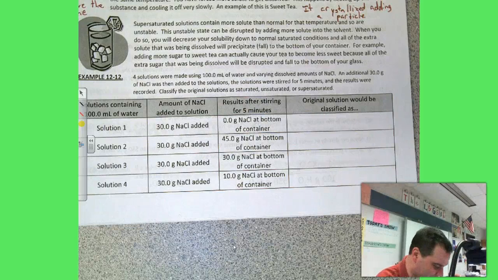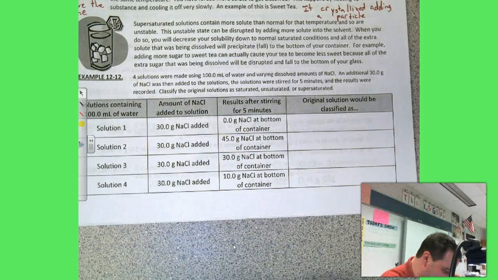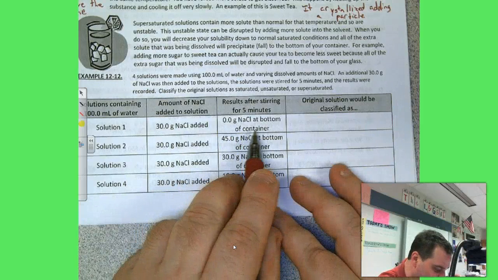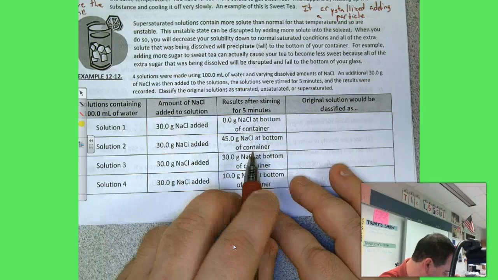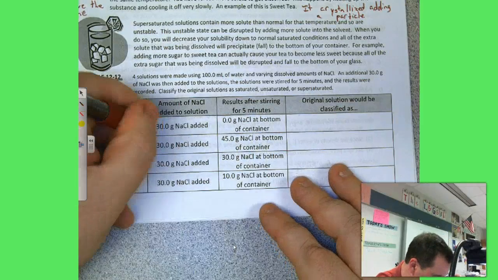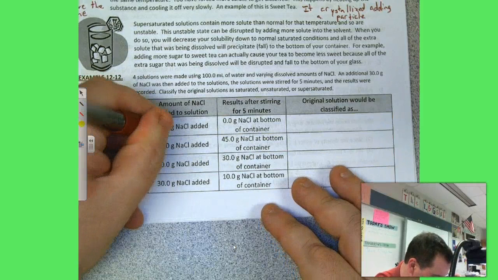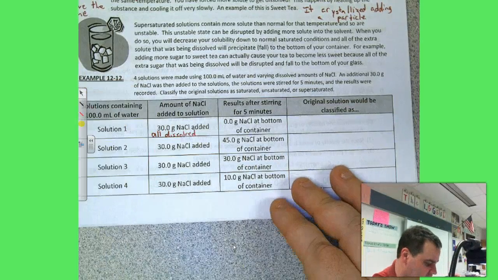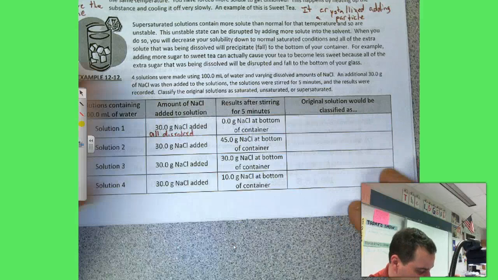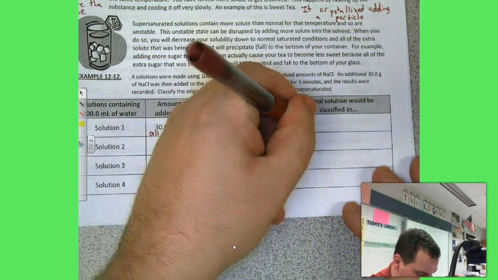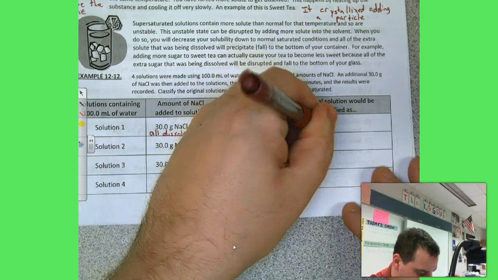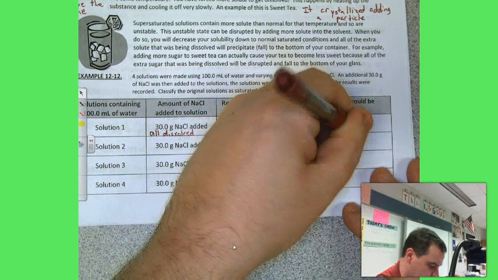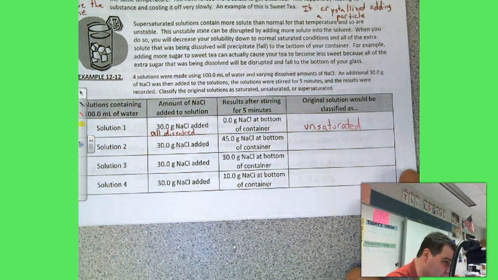Let's look at solution number 1 here. We added 30 grams and 0 grams of sodium chloride are at the bottom of the container. So here we can tell that this all dissolved. Okay? Since this all dissolved, that means there was room for it, which means that the solution was originally unsaturated. Okay.